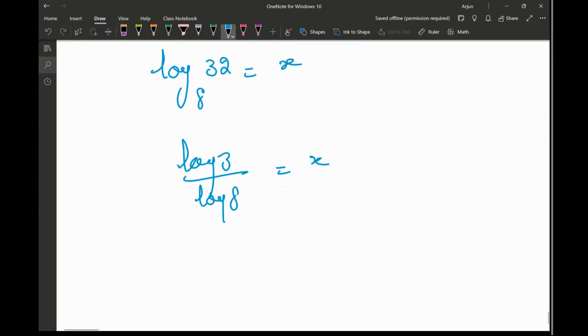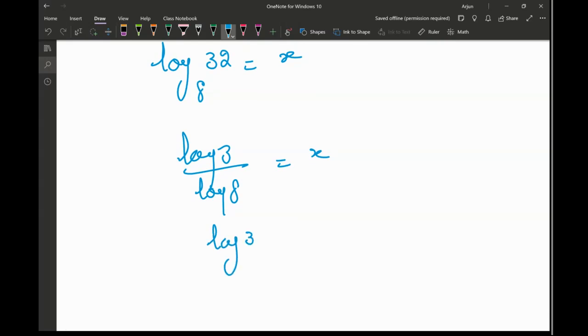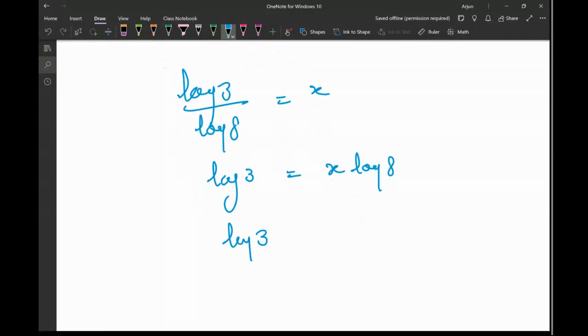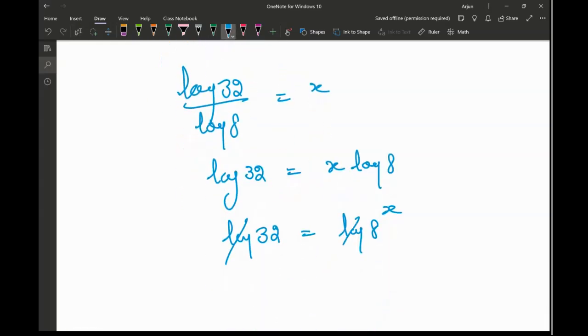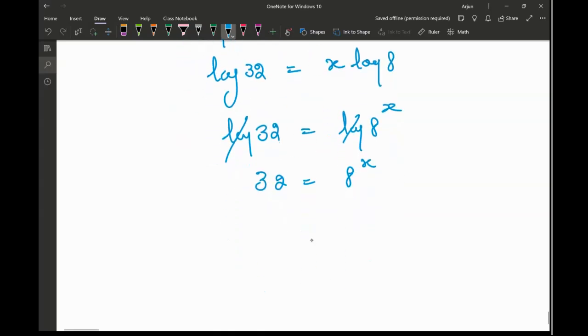So the whole idea is I'm trying to cancel out the logs. So log of 32, and this is equal to x log of 8, and now I'm going to write it as log of 32 equal to log of 8 raised to the power x. I'm not sure why I'm writing it 3. This is 32, my apologies. And now I can cancel out the log: 32 equal to 8 raised to the power x.